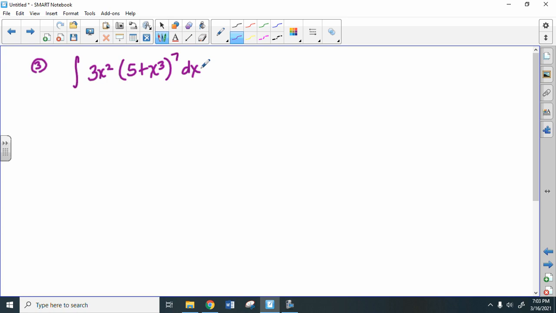Okay, so again, because we're basically trying to reverse the chain rule, ask yourself: is there a part of this integral that looks like it could be the derivative of another part? And 3x squared is the derivative of x cubed. But we can't separate the 5 plus x cubed. So I'm going to say u equals 5 plus x cubed.